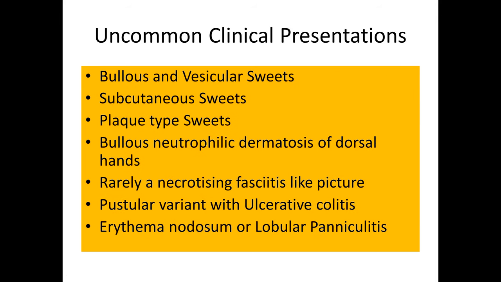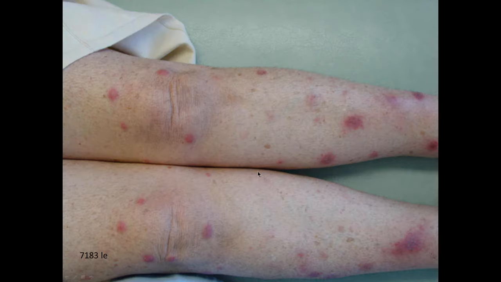The typical clinical presentation we've described, the uncommon ones are bullous or vesicular sweets. You can get a subcutaneous sweets, a plaque-type sweets. There's the variant called bullous neutrophilic dermatosis of the dorsal hands, and rarely you can get a necrotizing fasciitis-like picture. There's the pustular variant that's particularly seen in ulcerative colitis, and there's the erythema nodosum and lobular panniculitis variants. Let's get back to the classical sweets.